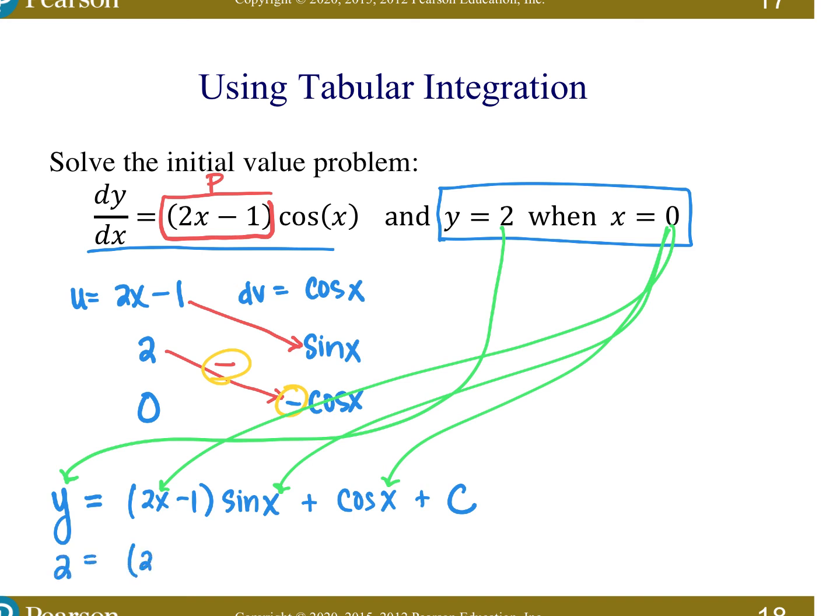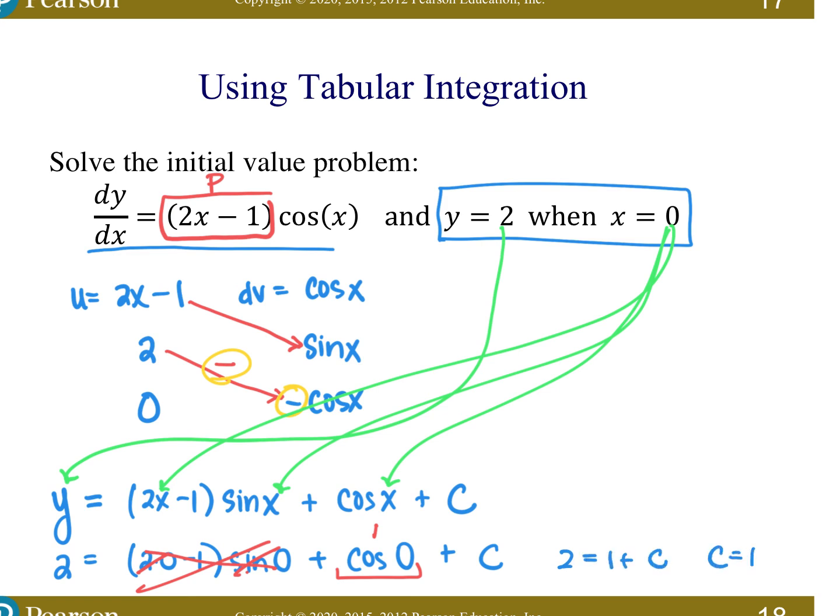equals 2 times 0 minus 1 times the sine of 0 plus the cos of 0 plus c. So 2 times 0 is 0. Sine of 0 is also 0, so all this is knocked out. But the cosine of 0 is not. The cosine of 0 is 1. So that helps me to figure out that C has a different value. So I'm looking at 2 equals 1 plus C. So then C, of course, must be equal to 1.